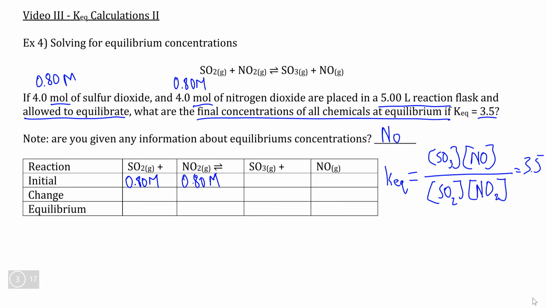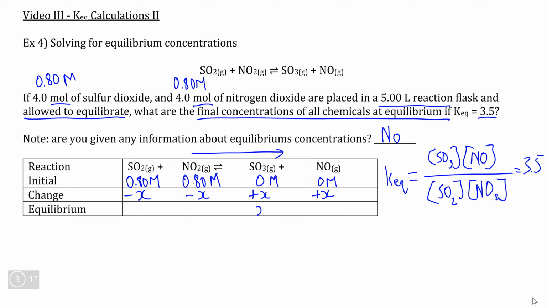Since we're not given any information about the product concentrations, they are assumed to be 0, which means we know the way that our equilibrium is going to shift. Because there are no products, there can't be a reverse reaction, which means our equilibrium is going to shift to the products. And because the stoichiometric ratios of all of our reactants and products are 1 to 1 to 1 to 1, the magnitude of change for all reactants and products is going to be X.